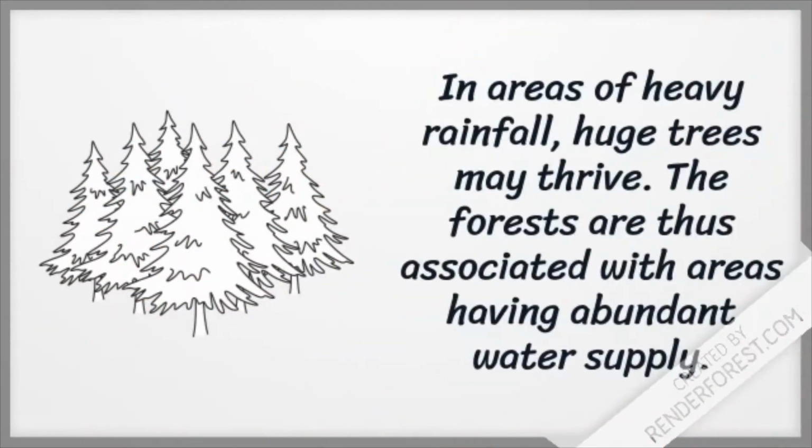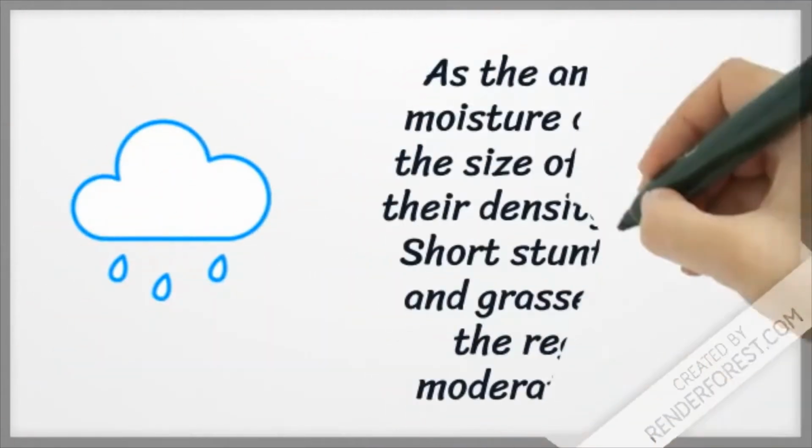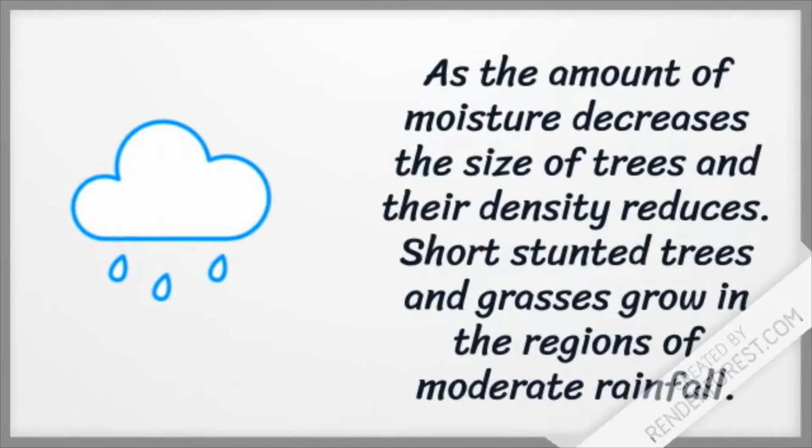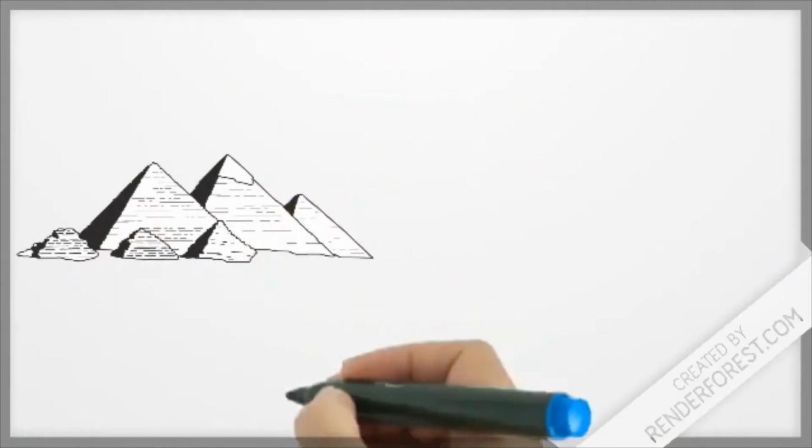In areas of heavy rainfall, huge trees may thrive. The forests are thus associated with areas having abundant water supply. As the amount of moisture decreases, the size of trees and their density reduces. Short stunted trees and grasses grow in the regions of moderate rainfall, forming the grasslands of the world.